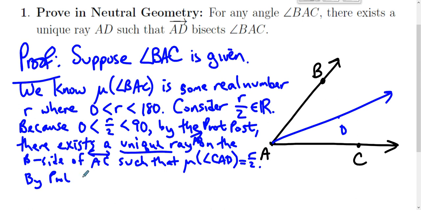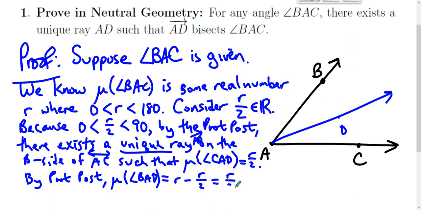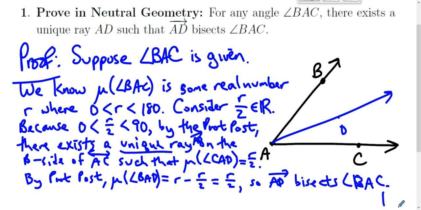By the protractor postulate, the measure of angle BAD is R minus R over 2, and that's R over 2. So AD bisects angle BAC. We have already got the uniqueness by the protractor postulate, so we don't have to finish the argument with uniqueness. Uniqueness comes from the protractor postulate.